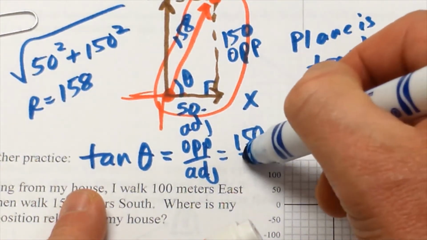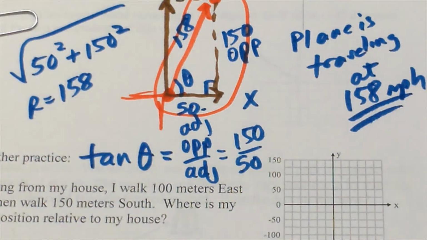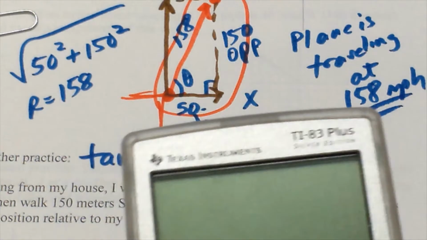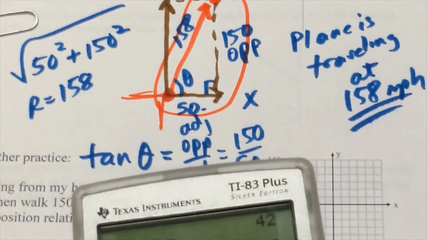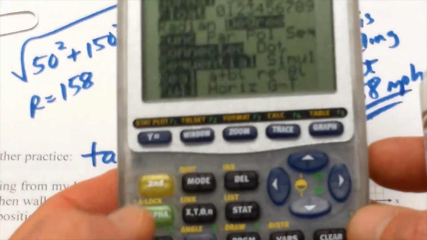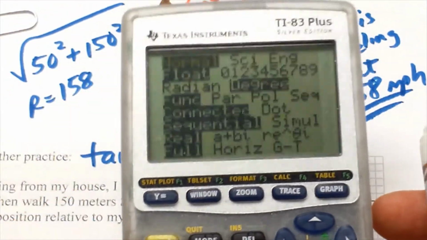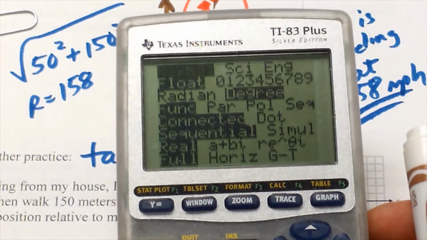Or that's 150 over 50. So there's kind of a trick on doing this in your calculator. First off, if you've got a graphing calculator, you want to check the mode. All right? So you want to click the mode button and make sure you're in degrees. That way this will work for you.